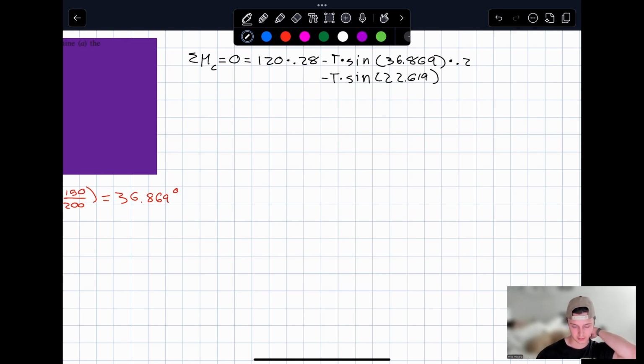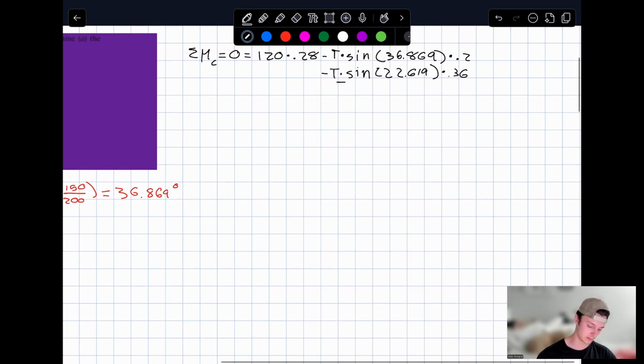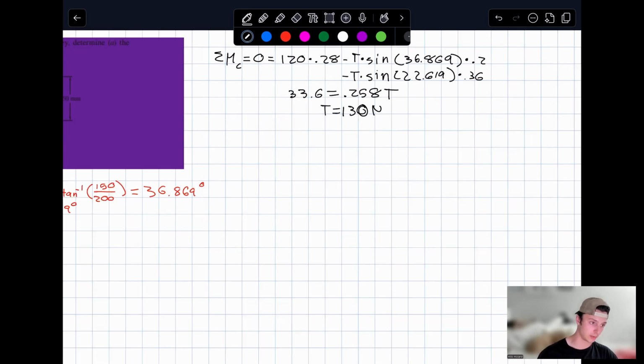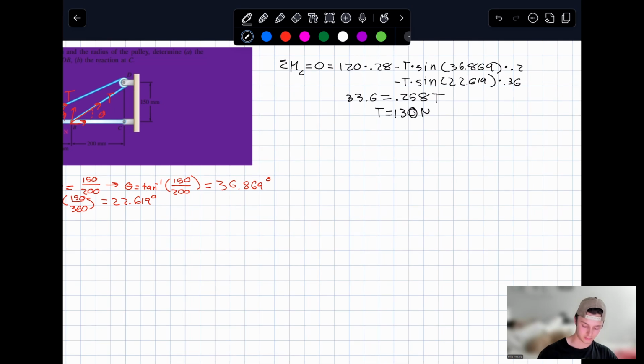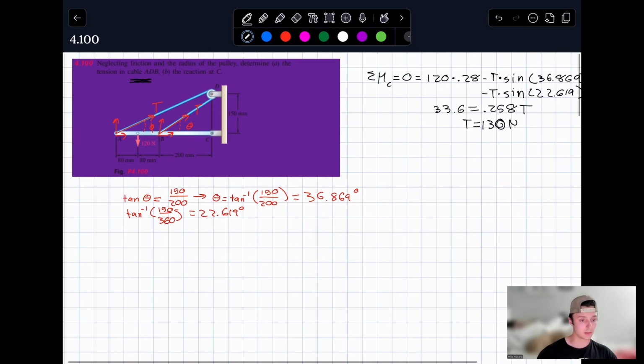And so we're going to do T times sine of 22.619 degrees. And then we have to multiply it by that distance. It's going to be 0.36 meters. And then if we do a little bit of rearranging, we multiply this out. These are like terms, and so we're going to be able to add the two T's. We're going to get 33.6 is equal to 0.258 T. And then if we divide by 0.258 on both sides, we're going to get roughly T equals 130 newtons. It's like 129.9 or something like that. So we'll just call it 130.